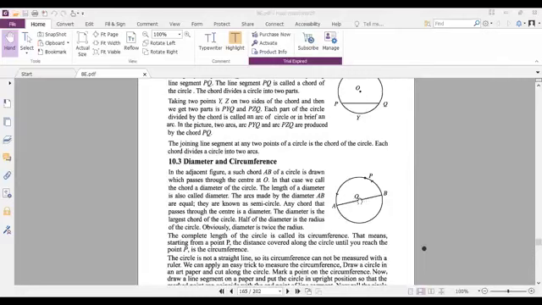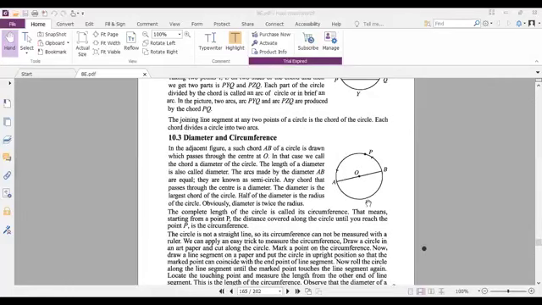And half of the diameter is a radius of the circle. OA and OB are equal to half of AB, and OA and OB are the radius of this circle. We also say that diameter is twice the radius. That means AB is equal to 2 OA is equal to 2 OB. And the last one is circumference.